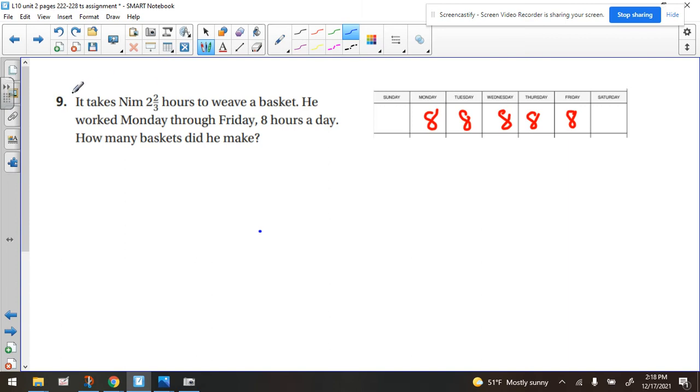We're looking at number 9. It takes Nim 2 2/3 hours to weave a basket. He worked Monday through Friday, 8 hours a day. How many baskets did he make? And they're talking about for the entire week.